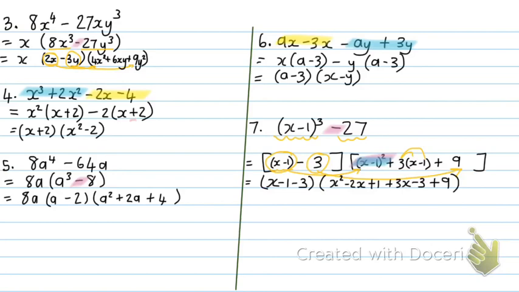Now I have to find like terms. In the first bracket, that negative 1 minus 3 is negative 4. So it's x minus 4. In the second bracket, I find all those that I like, and I mark them with my highlighters. So x squared stays just like that. Then for the yellow ones, minus 2x plus 3x is plus x. Plus 1 minus 3 plus 9 is plus 7. And that's it for your worksheet 5.